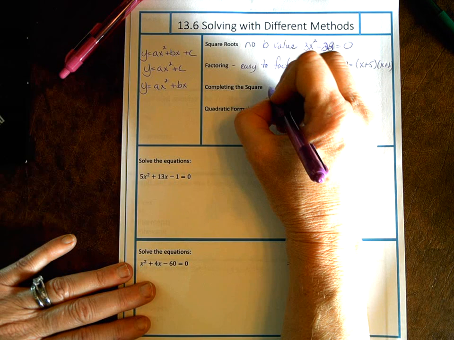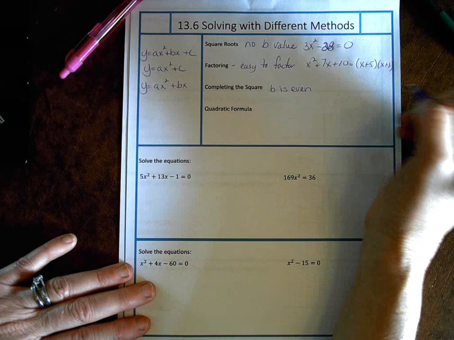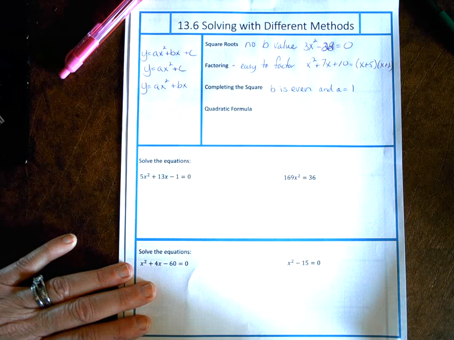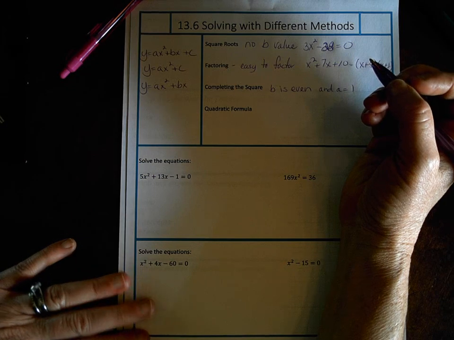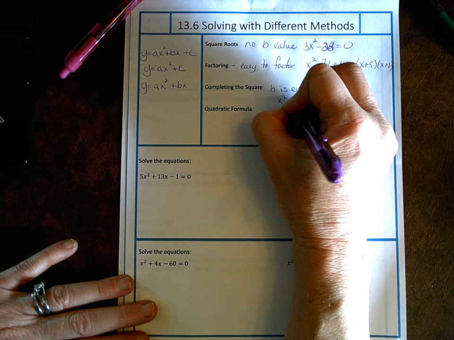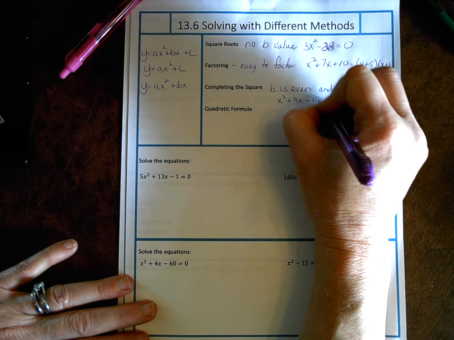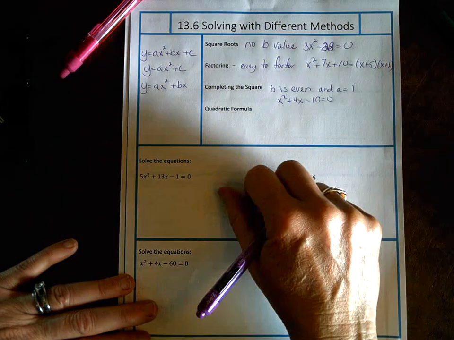Completing the square is good to use if b is even and a is 1. You could do it other ways, but that's a good one if b is even and a is 1. So something like x squared plus 4x minus 10 equals 0. You might want to do completing the square because that's not factorable.